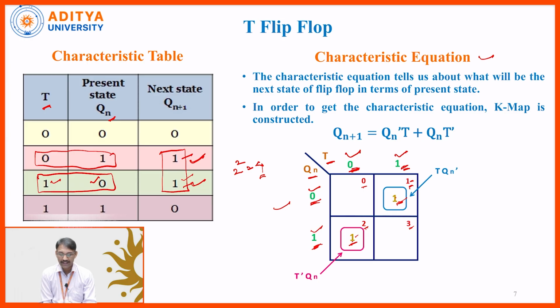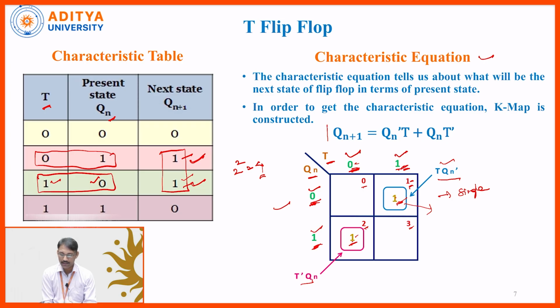Now we cannot group these two ones because the K-map has certain rules. The grouping is singular, so we group single ones here. For this particular one, the term is T Qn bar, because it represents T equal to 1 and Qn equal to 0. This term indicates T bar Qn, that means T is 0 and Qn is 1. That is why T bar Qn.